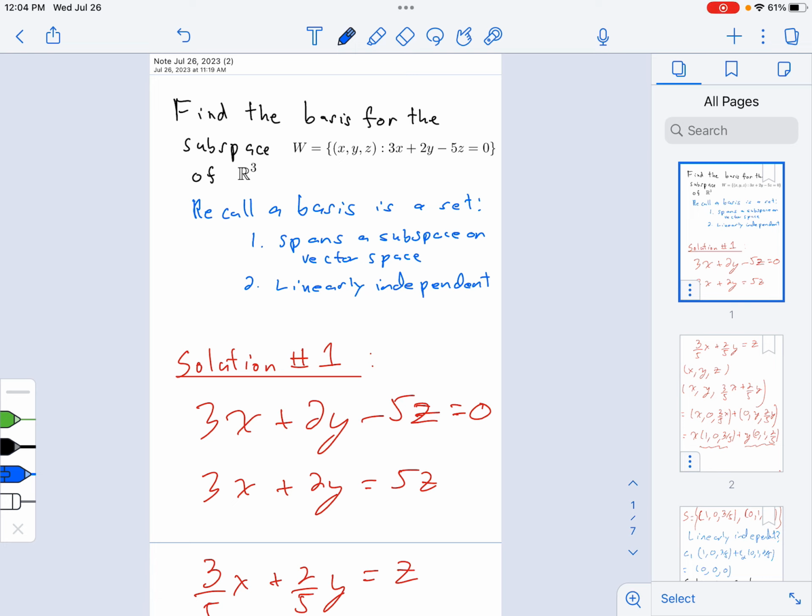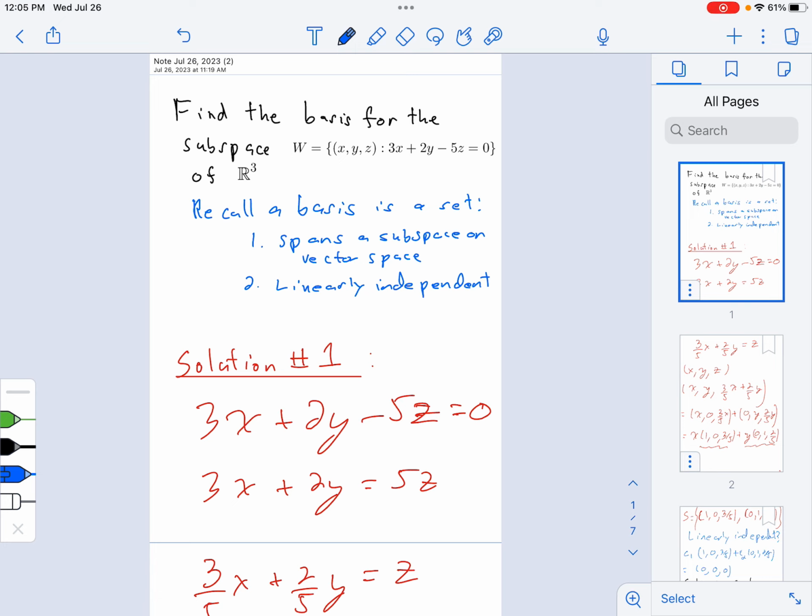All right, so first of all, let's recall what a basis is. It's a set which spans a subspace or a vector space, and the word span basically means that everything in that subspace or space can be written as a linear combination of the vectors in that basis. The second property is that it's linearly independent. Every vector is independent of the other ones, meaning that you can't write one vector as a combination of the other ones.